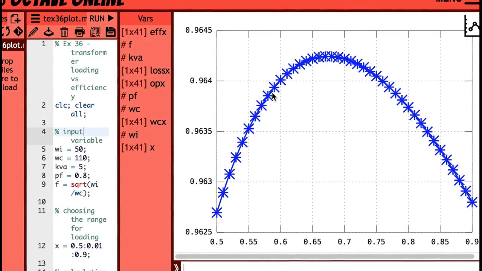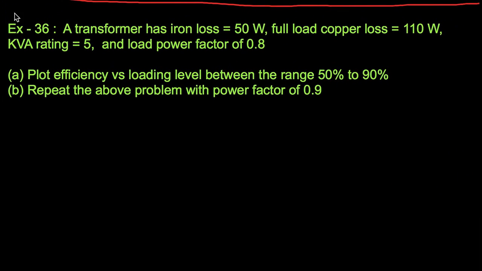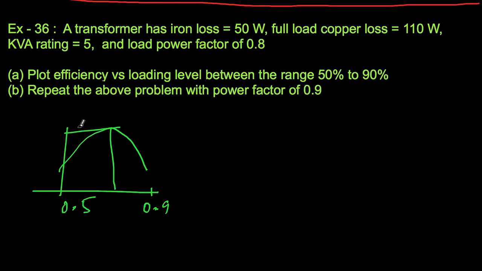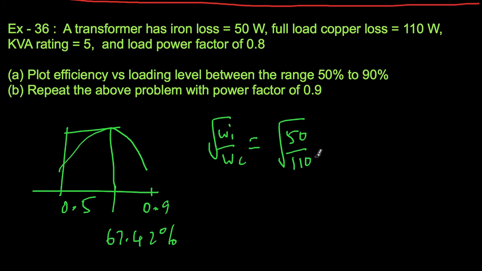So let's go back to Paint. What we had noticed is that for part A, plot efficiency versus loading level. So on the x-axis, I am saying loading level, 50% to 90% or 0.5 to 0.9, and then I'm getting something like this. This maximum efficiency occurs at 67.42%. That is nothing but the square root of Wi by Wc, that is the square root of 50 divided by 110 watts, and this is 0.6742 if you check it.